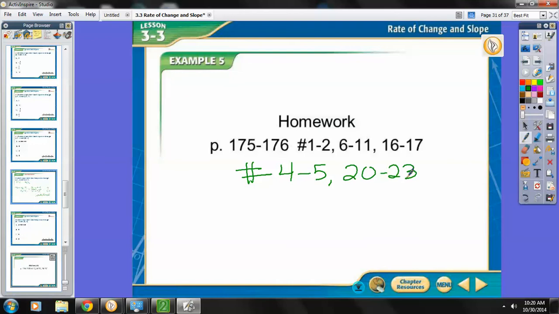So in addition to this that's written in black, I need you to do what's written in green. So black and green. Please utilize your time. You do have quite a bit of time today to work.